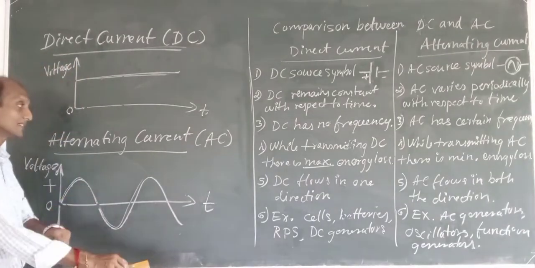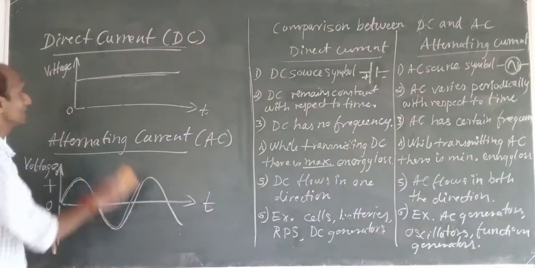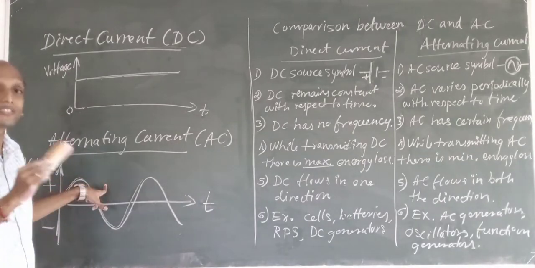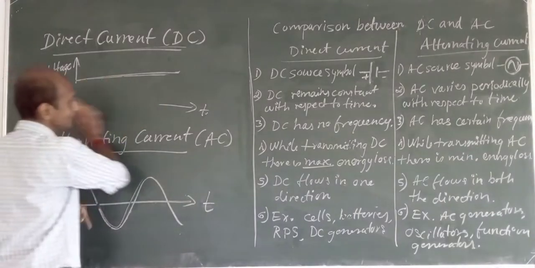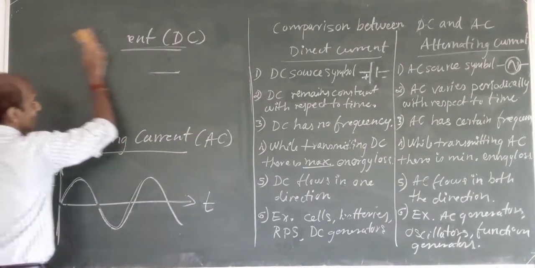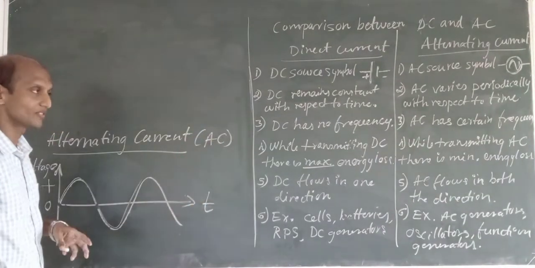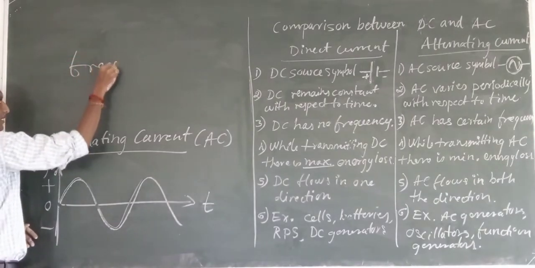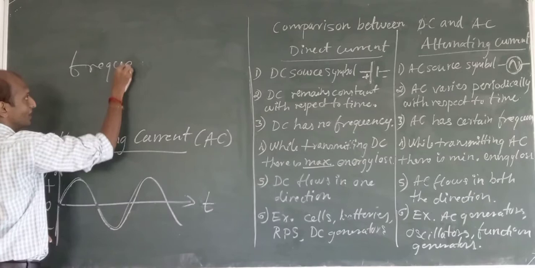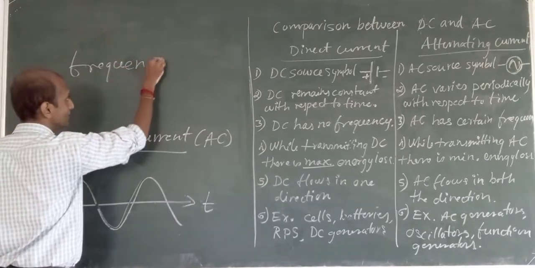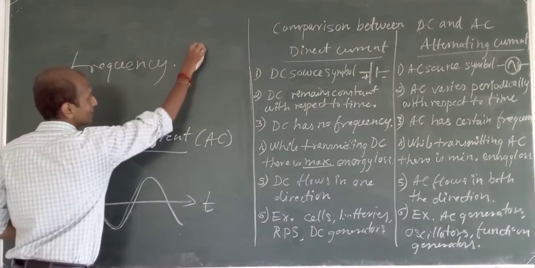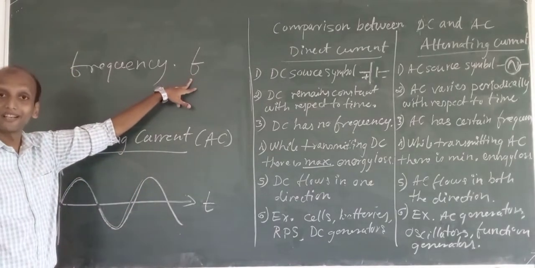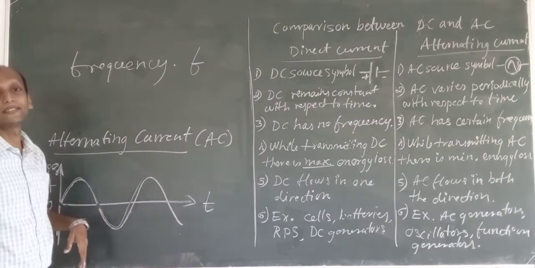After all this, we will be considering another thing. For an alternating current, I will be going for something called frequency. What is frequency? Have you ever heard of frequency? Yes, you have come across this in your school, isn't it? Frequency, denoted as F. So what is frequency?